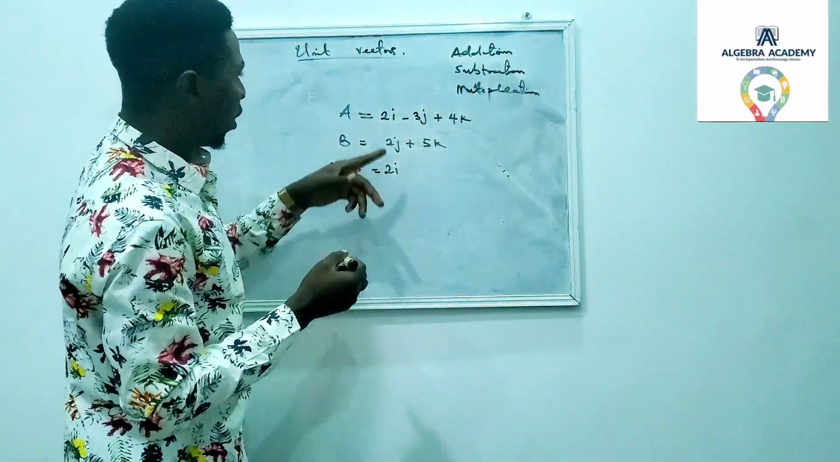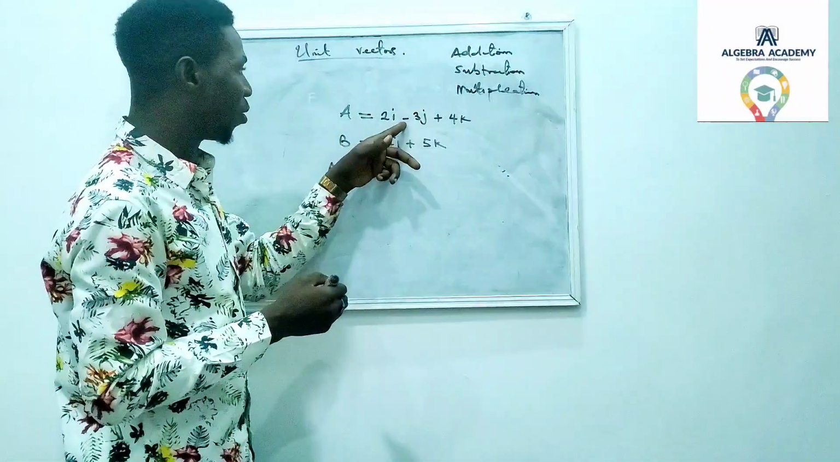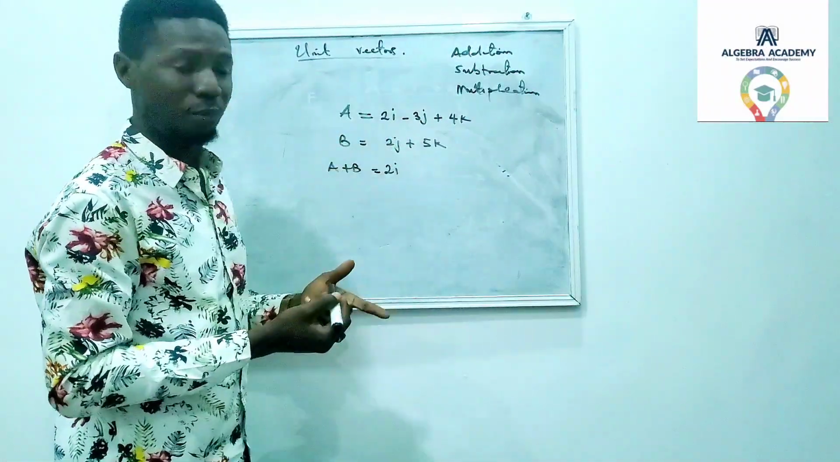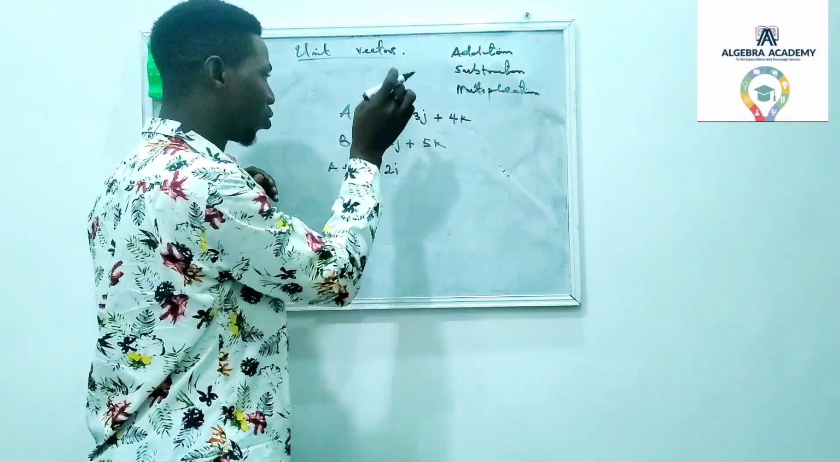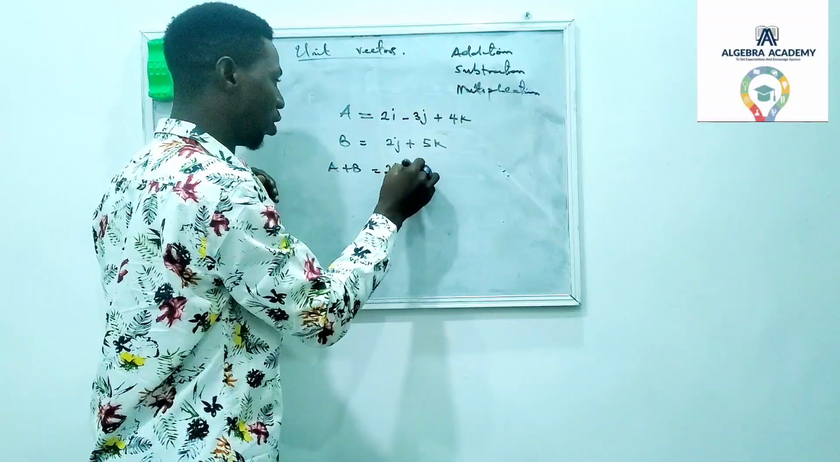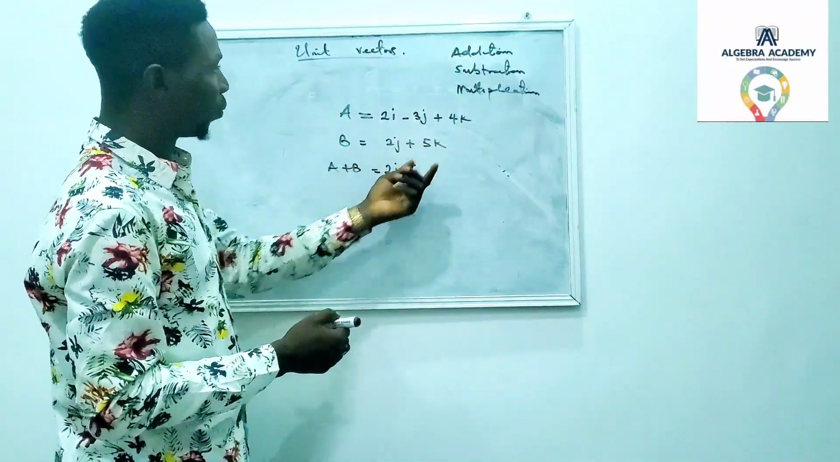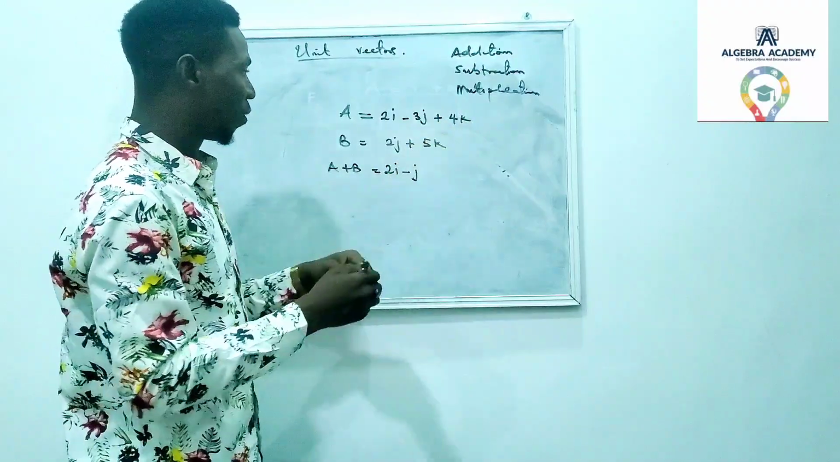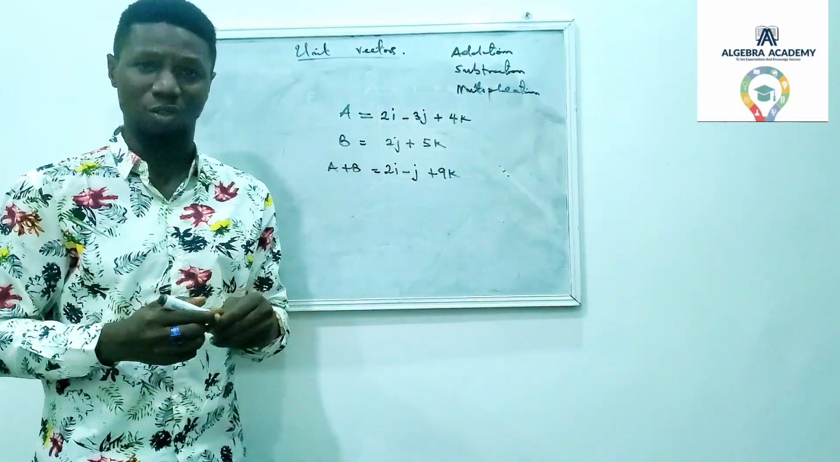Then move to j. For A, it is minus 3j, and plus 2j for B. Minus 3 plus 2 will give you what? Minus 1. Minus 3j plus 2j gives you minus j. It is minus 1j, but you can write it as minus j. Now, for k, we have plus 4k plus 5k, which gives you plus 9k. That is just adding two vectors together, as simple as that.